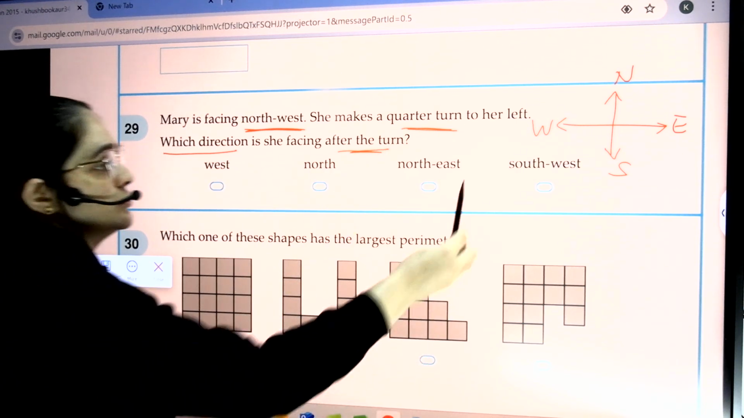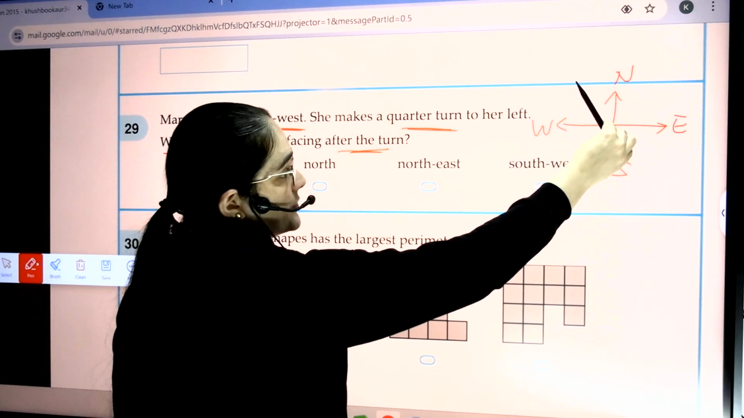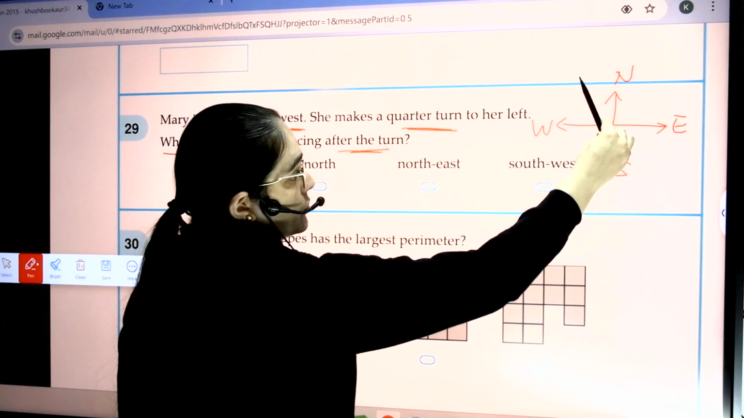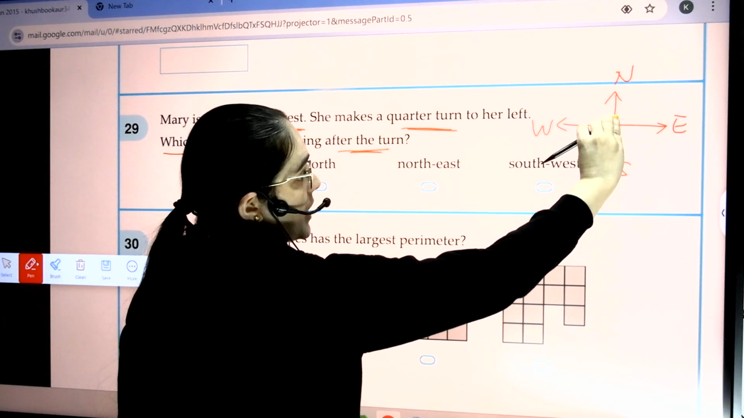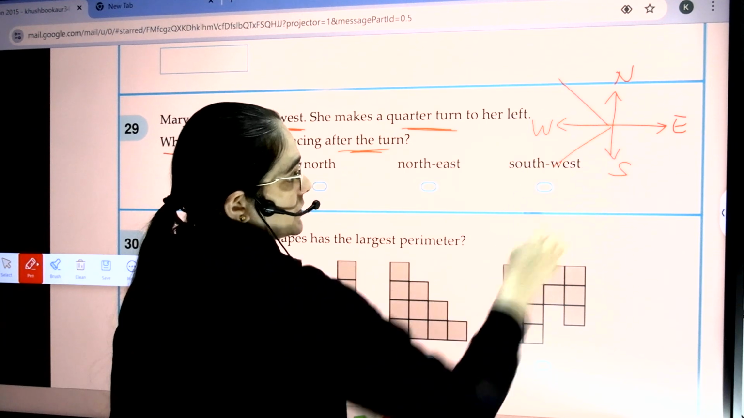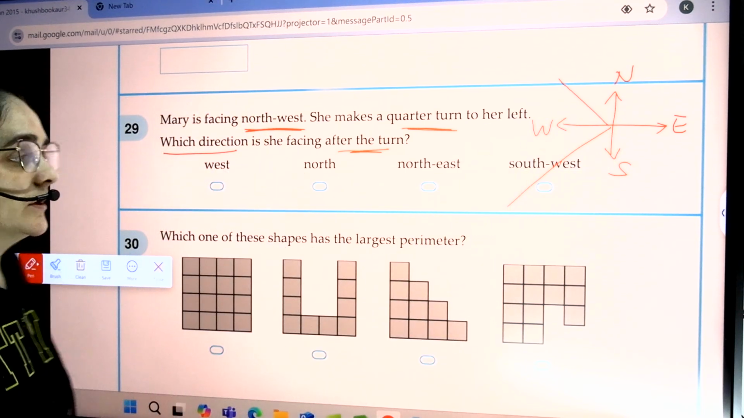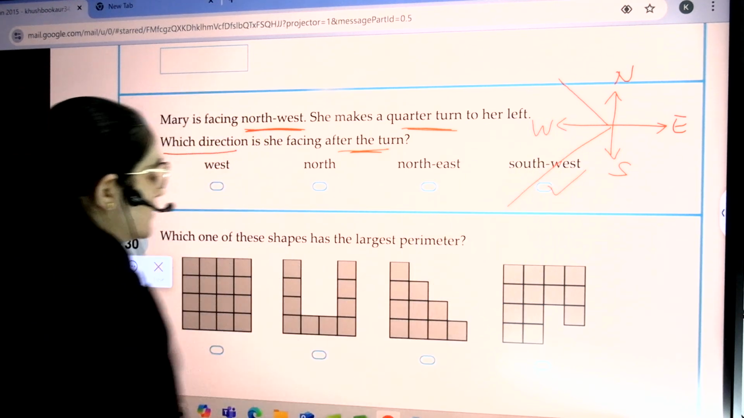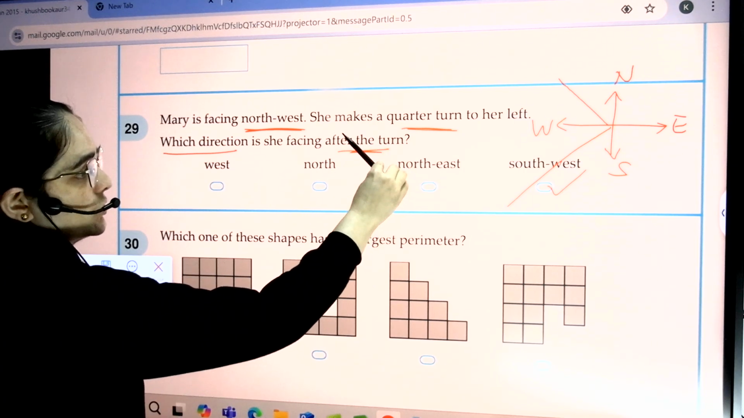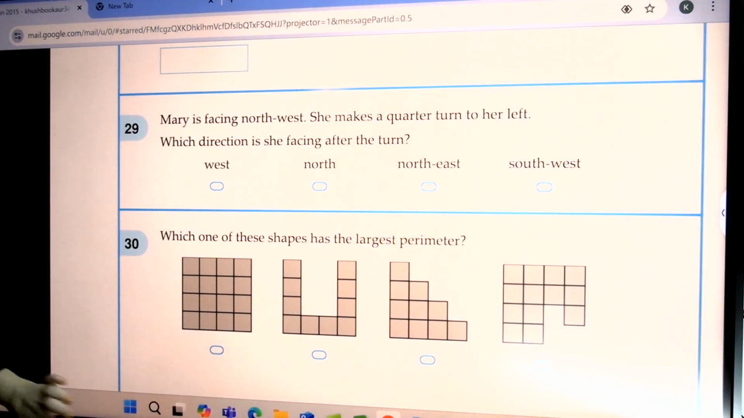Alright, so she is facing northwest. So northwest is here, and she moves to her left a quarter turn. That means this much. Okay, from here to here, which is southwest. Southwest from here to here. So 1 quarter turn is 90-degree turn. So it should be southwest. You see how it worked? From here to here. South, northwest to southwest. I hope this point is clear.